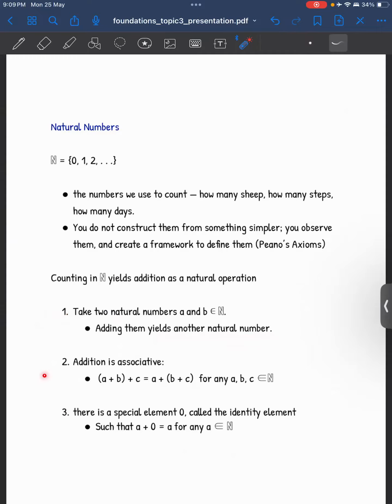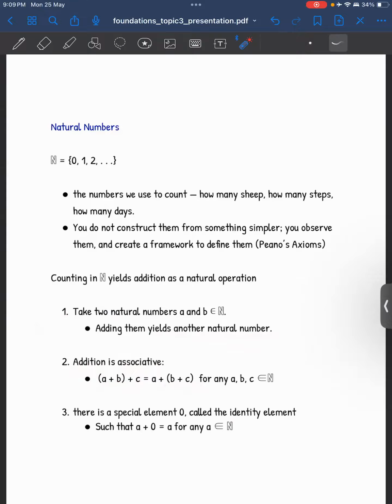The second property is that the addition operation is associative. We have covered what associativity means in one of our early videos. Specifically in this context, it just means that the bracket here is not important in this expression. So you could add a plus b first and then add c to it, which is equal to adding b plus c first and then adding a to it. And this holds for any three natural numbers a, b, c.